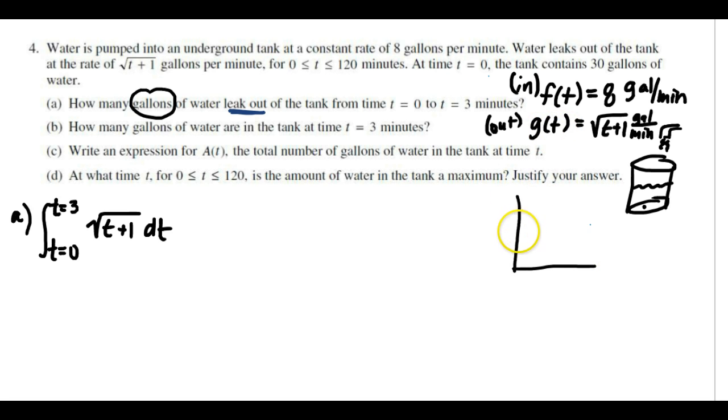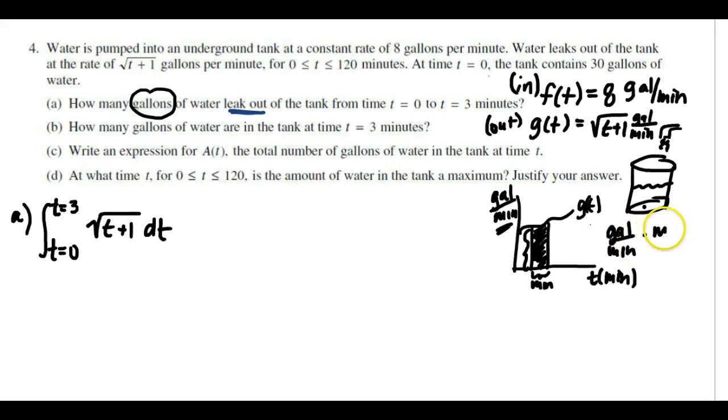So g of t is some function, and the units of g of t on the vertical axis are in gallons per minute. The units on the t-axis are in minutes, so finding area under the curve, which represents a definite integral, the area of the base would be minutes, the height would be gallons per minute, so gallons per minute times minutes, the minutes cancel, and we end up with just gallons. So that's how we know we're setting up an integral.